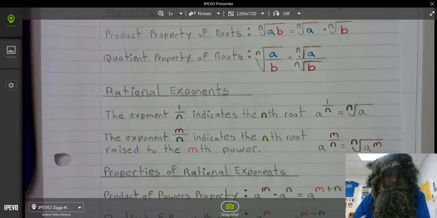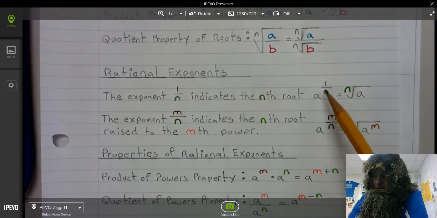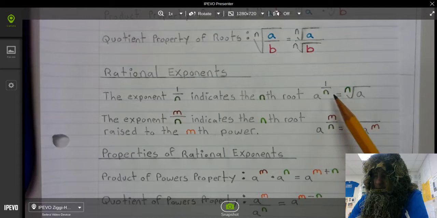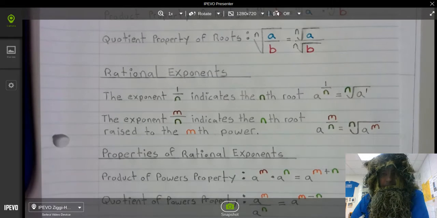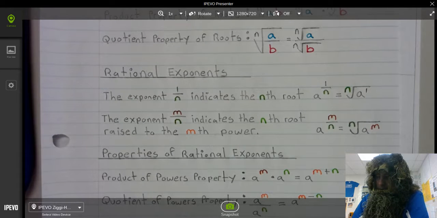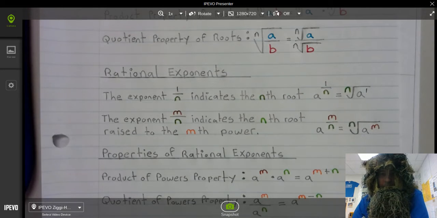All right, let's look at the rational exponents. The exponent 1 divided by n indicates the nth root. So you have a to the 1/nth is equal to the nth root of a to the first power. The exponent m divided by n indicates the nth root raised to the mth power. So you have a to the m divided by n is equal to the nth root of a to the mth power.